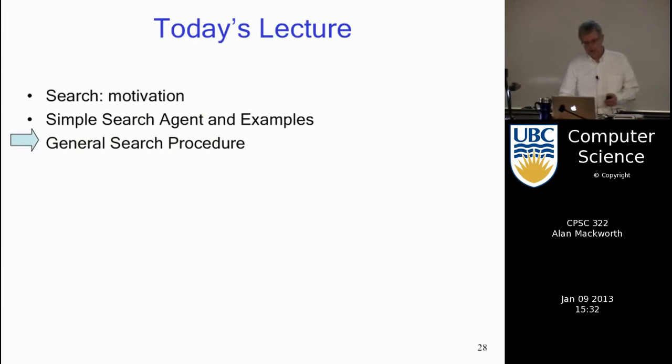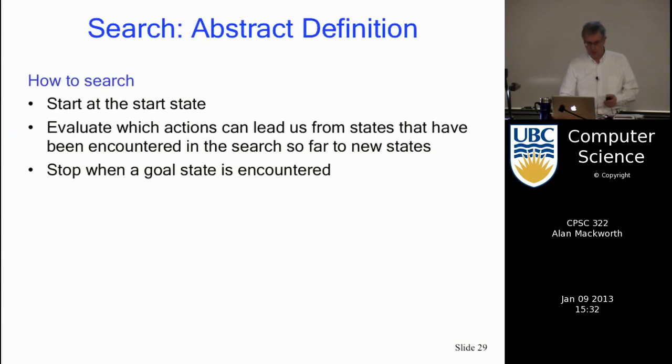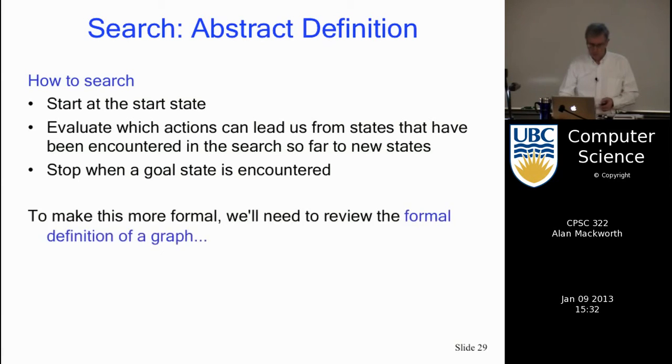So, as 3 different examples, what's a generic search algorithm? Start at the start state. Evaluate which actions can lead us from the states that have been encountered in the search so far to new states, and stop when you get a goal state. That seems like a good algorithm. Except what happens if you don't encounter a goal state? It'll never stop, so we have to worry about that.